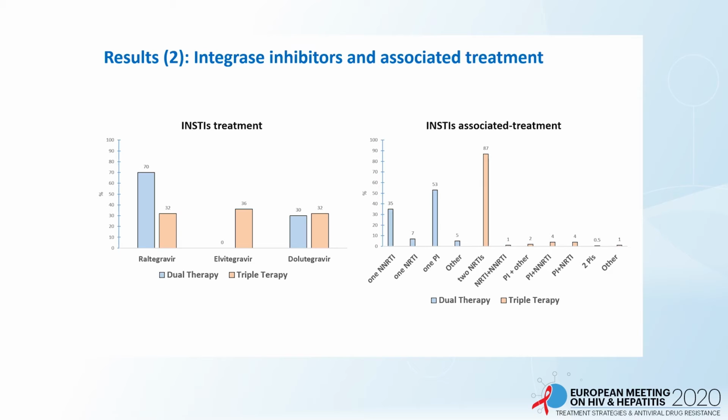In the 2-drug regimen group, patients were receiving raltegravir in 70% of cases and dolutegravir in 30% of cases. No patients were treated by elvitegravir. And in the triple therapy group, patients were receiving raltegravir, elvitegravir, and dolutegravir in approximately 30% of cases each. In the 2-drug regimen group, the treatment associated to the integrase inhibitor was 1 PI in 53% of cases and 1 NNRTI in 35% of cases. In the 3-drug regimen group, the associated treatment was mainly 2 NRTIs.